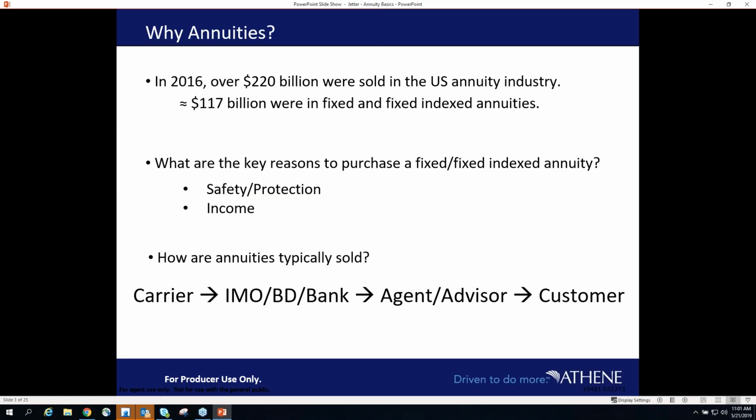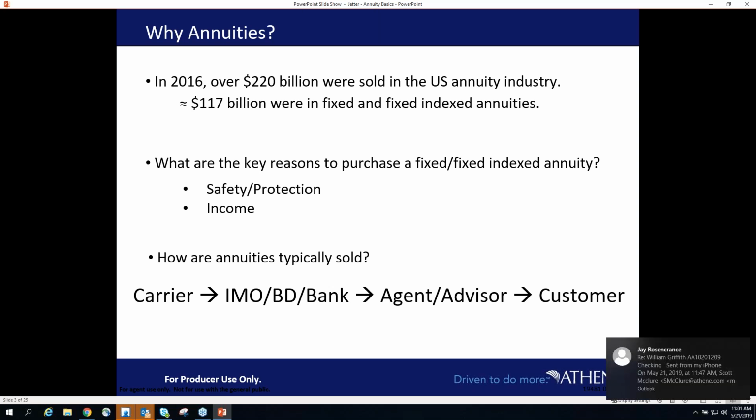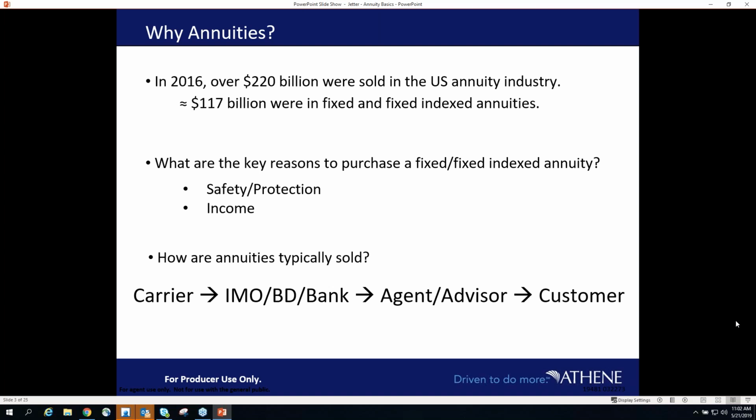First of all, why would your clients be interested in an annuity? Well, in 2016, there were over $220 billion worth of annuities sold in the U.S. $117 billion worth were fixed and fixed index annuities. The key reasons that clients purchase a fixed or fixed index annuity is primarily for safety and protection, and then also for income.